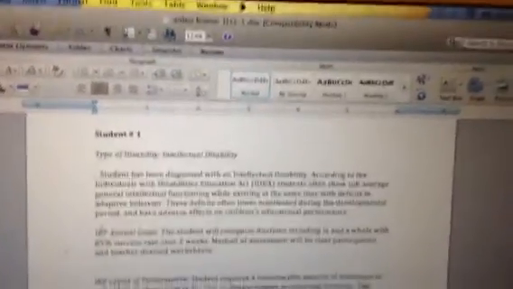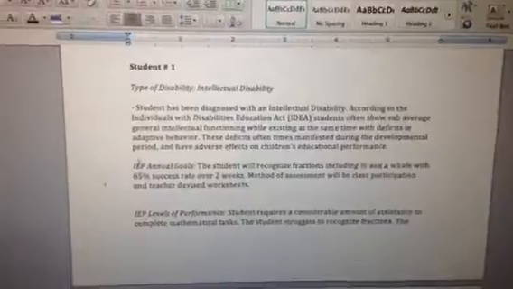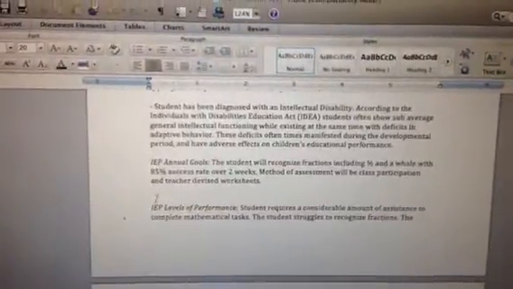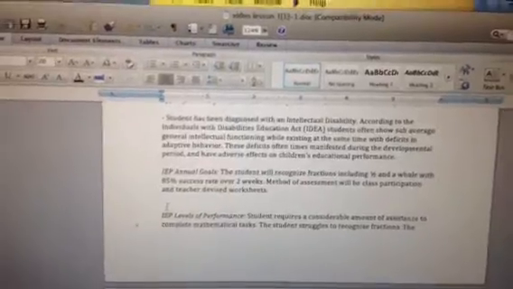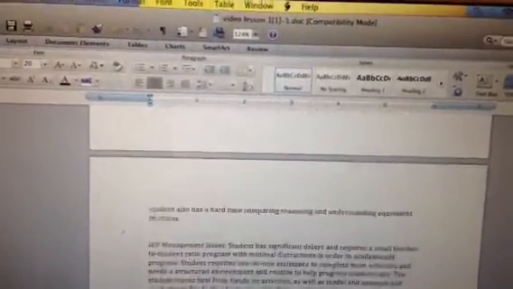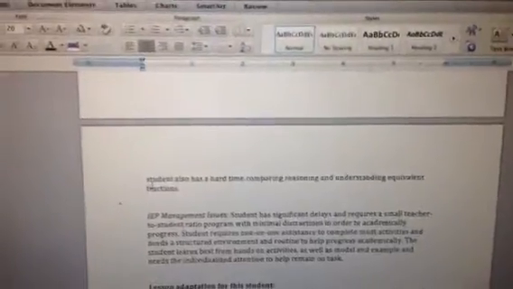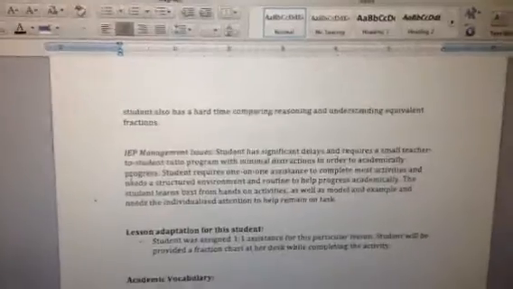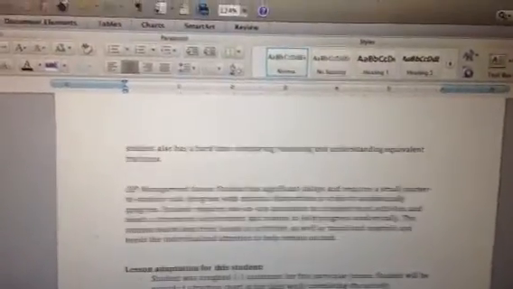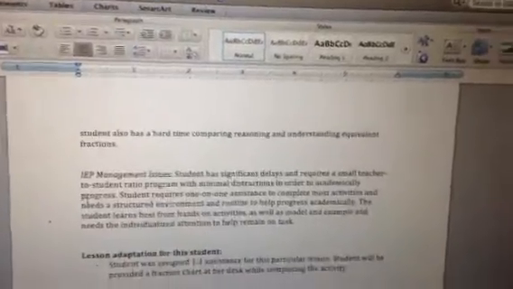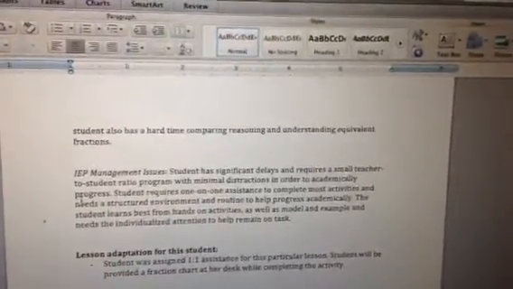The method of assessment was class participation and teacher-devised worksheets. This particular student requires a considerable amount of assistance to complete mathematical tasks. The student struggles to recognize fractions and has a hard time comparing, reasoning, and understanding equivalent fractions. Some of the issues this particular student had was significant delays and required a small teacher-to-student ratio program with minimal distractions in order to academically progress.